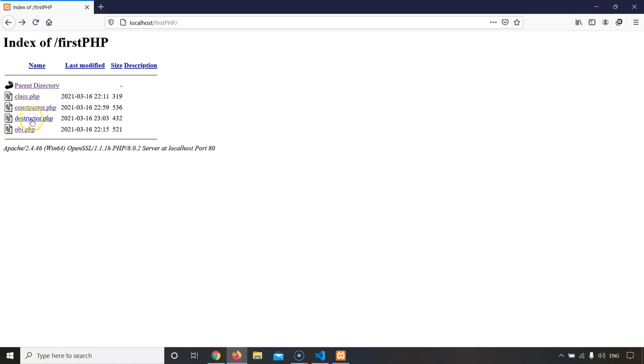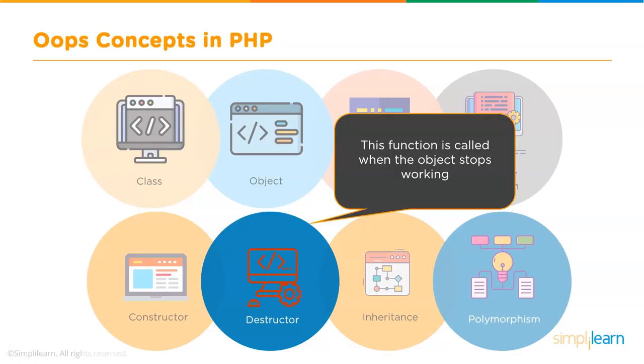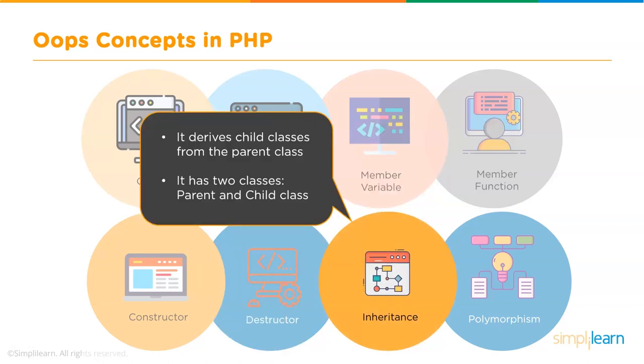Here a destructor file is visible. And it shows the fruit is strawberry and the color is pink. So when the object function is complete and the program ends, the destructor function is called, which displays the strawberry and the color pink. Now comes inheritance.